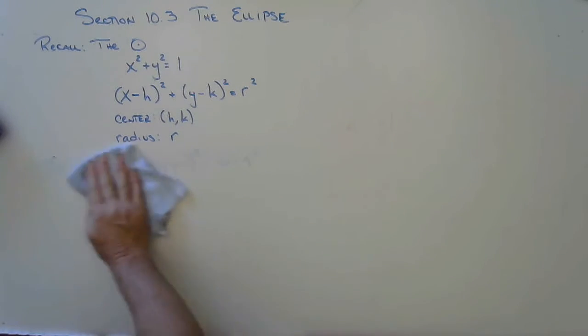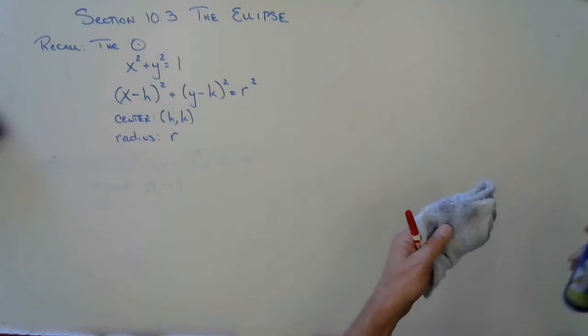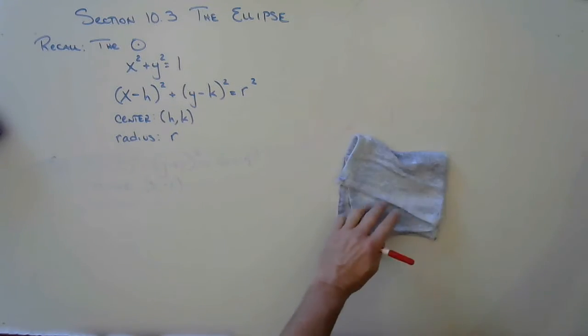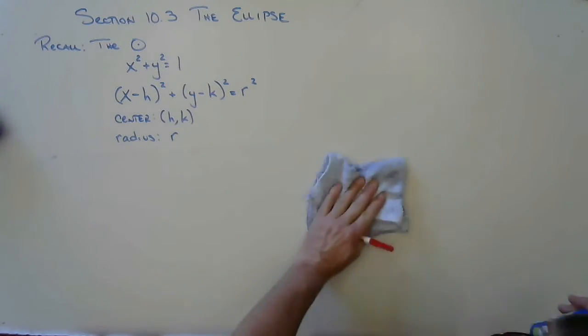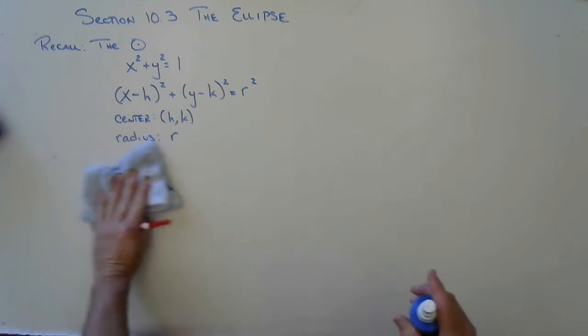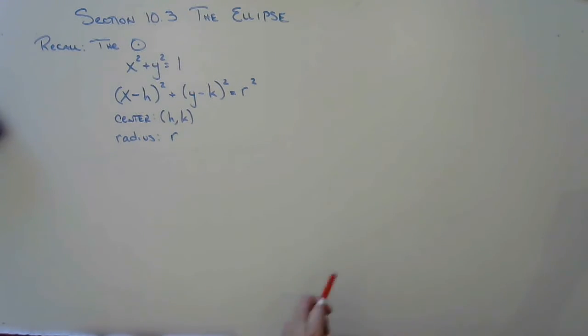I'm going to take this off as well, right? Get rid of those things. And we're going to go back and look at our equation of our circle, and then compare that to the equation of the ellipse. Okay? What does the equation of the ellipse look like?